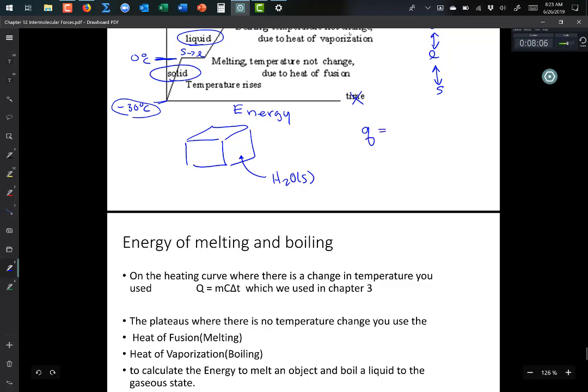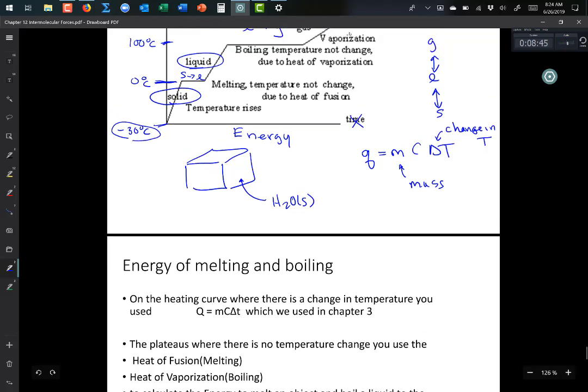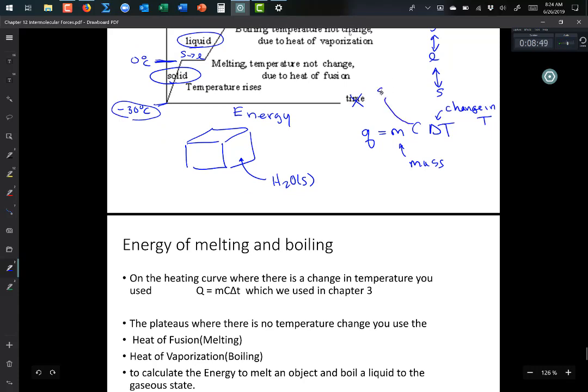Q is equal to MC delta T. So tell me, what is M? Mass. I like how they said that. What is delta T? Change in temperature. And it can be the change in temperature in Celsius or Kelvin. It doesn't really matter because the degree sizes are the same. So if you subtract in Celsius or you subtract in Kelvin, you'll get the same temperature change. What is C? Heat capacity or specific heat, right? We call it the specific heat if it's per gram. So this is specific heat. And Q is heat energy.